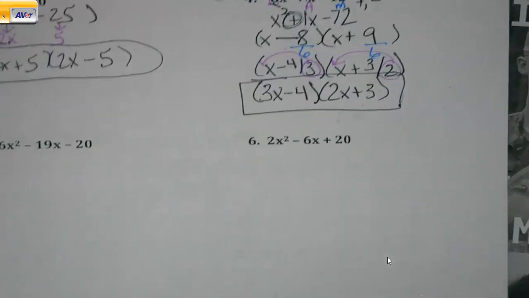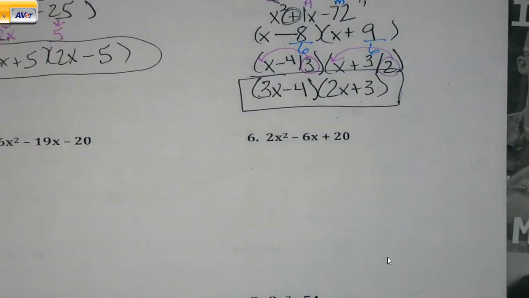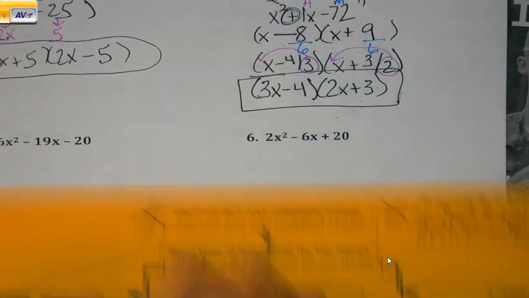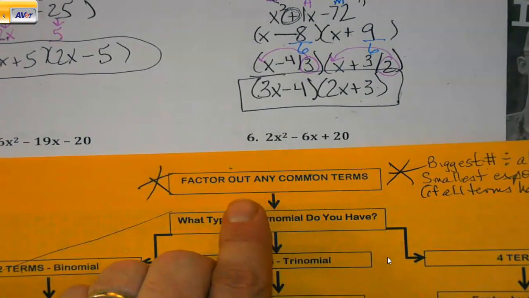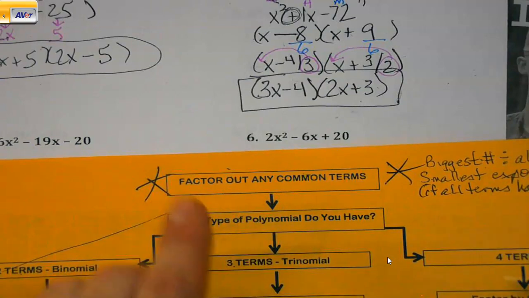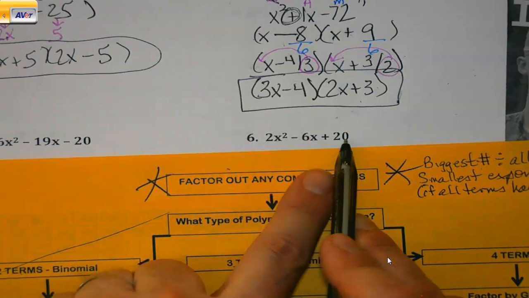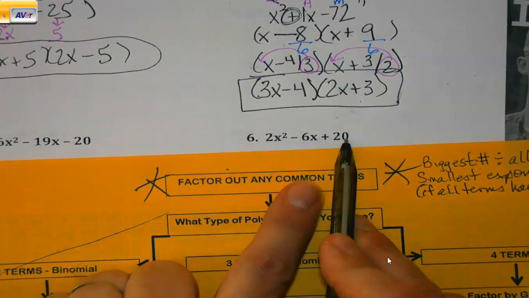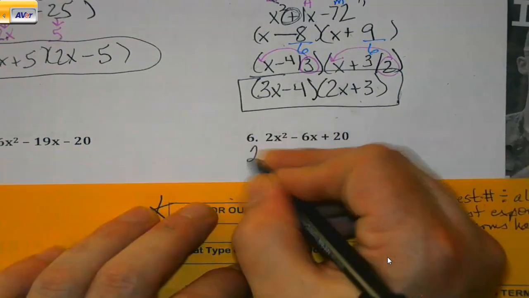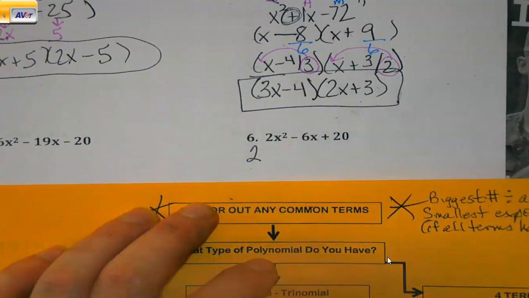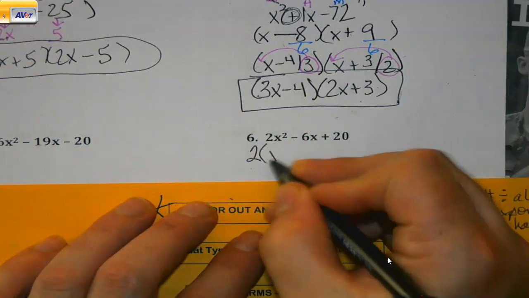So, number 6. Again, you're thinking, oh, slide and divide. Wait a minute. Before you do that, could I get to the answer for that? Yes, but I could make it easier. If something divides into all 3 of these, and it does, we're going to divide all of those by 2.